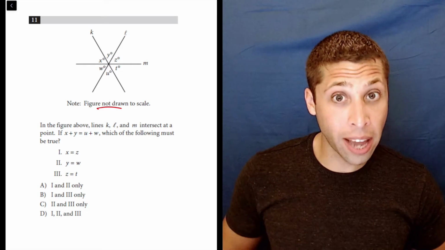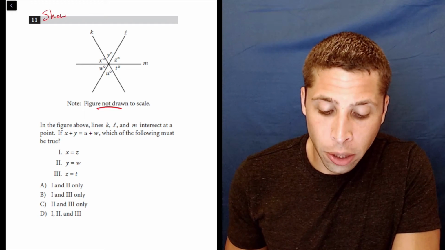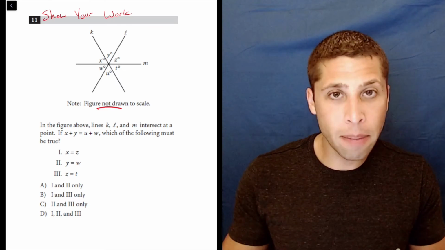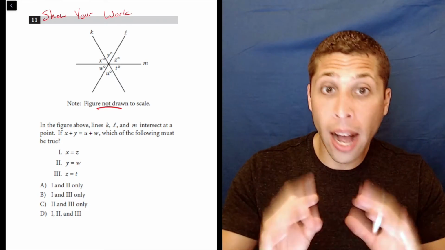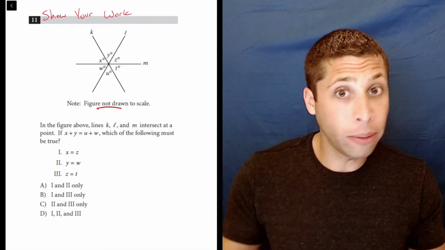We're still going to use angle rules to do it, but this is a good example where showing your work, I think, really helps you move through this question. And by this I mean no matter what idea you have, no matter how obvious it may seem to you, you should really write it down.